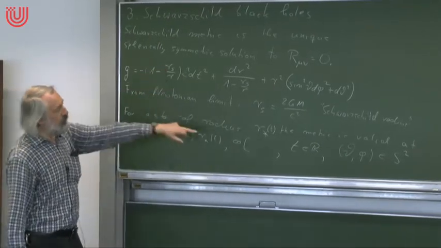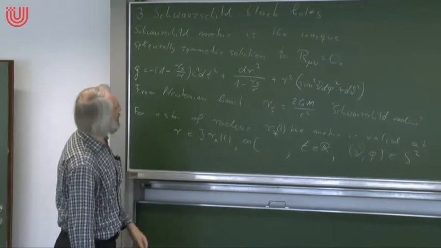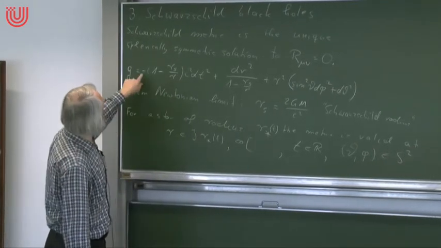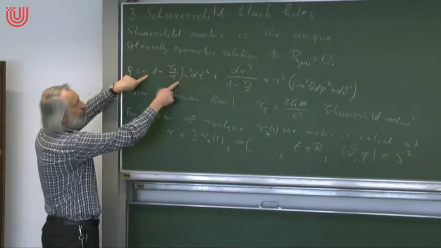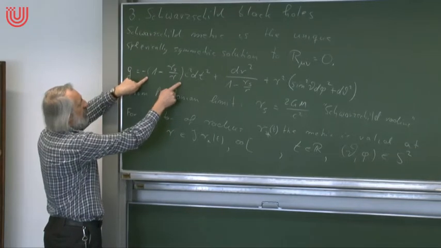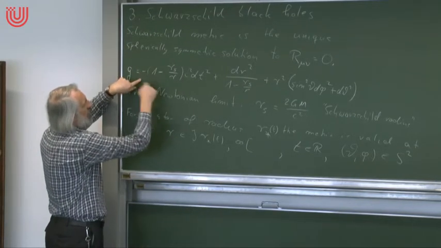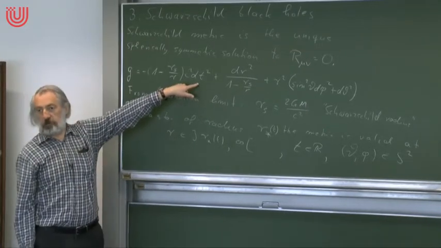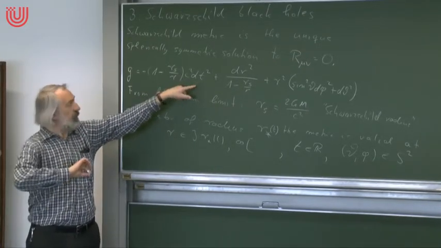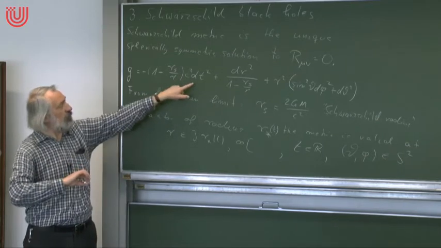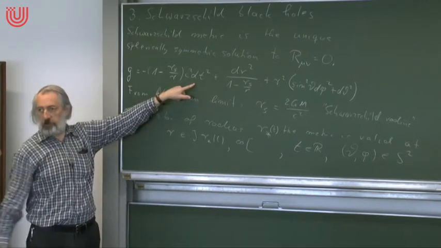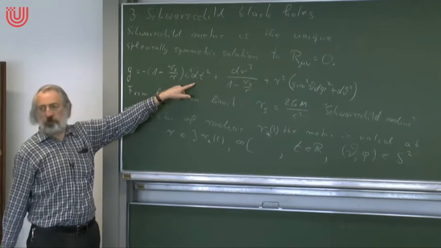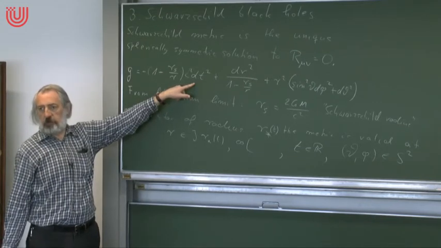But if the radius of your star is smaller than the RS, then you do have a problem. First of all, this thing here changes sign. So for R smaller than RS, the whole thing becomes positive. And this means T is no longer a time coordinate. In this area where R is smaller than RS, you cannot move on a T line. You would have to move with a speed bigger than the speed of light, which is not allowed.